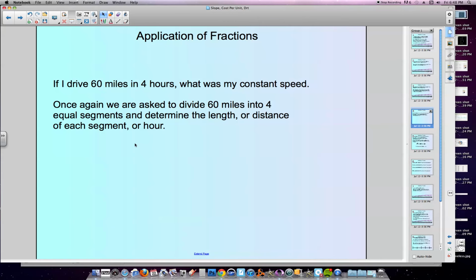So another example, if I drove 60 miles in 4 hours, how fast did I drive each hour, assuming I was driving at a constant speed? Let's break that 60 up into 4 equal segments. How long would each segment be if I divided 60 into 4 equal parts? Well, 4 times what equals 60? Not 10, that's 40, it's going to be bigger than that. 15. It's a clock, right? 15, 30, 45, 60. So each hour I drove 15 miles, or 15 miles per hour.